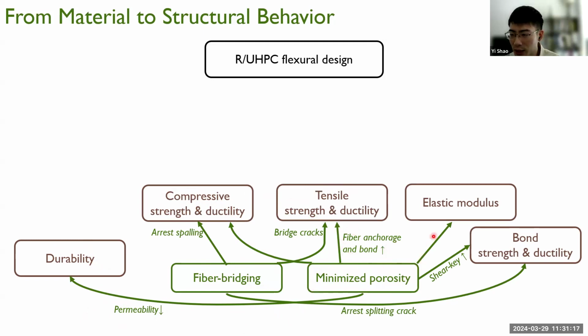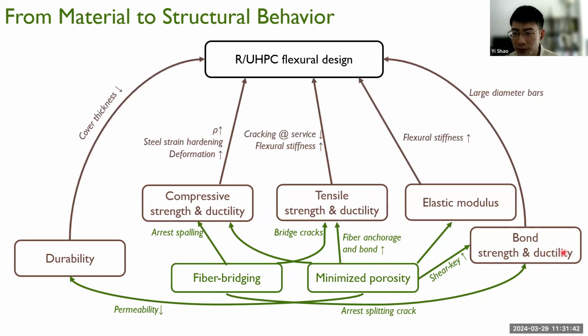The minimized porosity will help increase the elastic modulus of UHPC, it will increase the shear key strength and increase the bond strength of UHPC. As well as the fiber bridging will arrest the spalling and increase the compressive ductility of UHPC. It will bridge the tensile crack and bring high tensile ductility. It will bridge the bond splitting crack and bring high bond ductility as well.